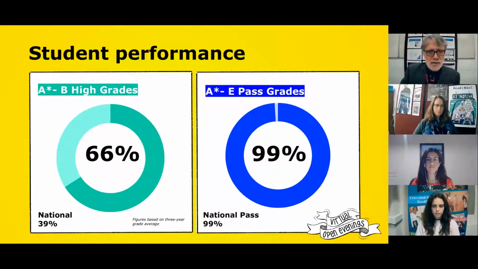Then moving over to the left-hand slide, the B to A star grade is 66% on the 3-year average. And I think it's worth comparing that with the national average of 39%. On average, the Hills Road students outperform the national average by quite a large margin.